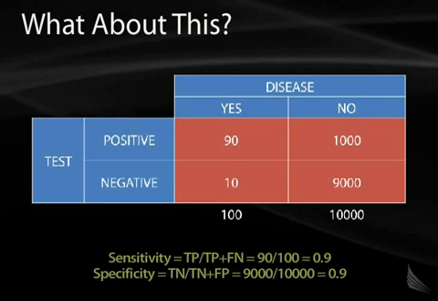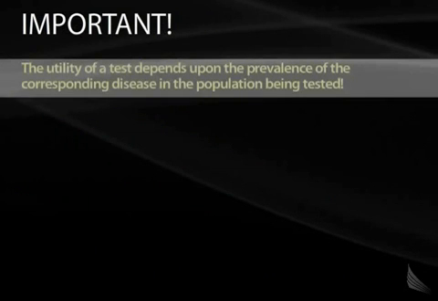What does this imply about a positive test? Let's say we have a random person who walks through the door who has a positive test. What does this mean? Do they have the disease or not? How much faith can we have in that value? Well, the utility of a test will depend upon the prevalence of the corresponding disease in the population tested. And the way that we make this determination is by looking at the positive predictive value of a test, and as we'll learn, the negative predictive value of a test.